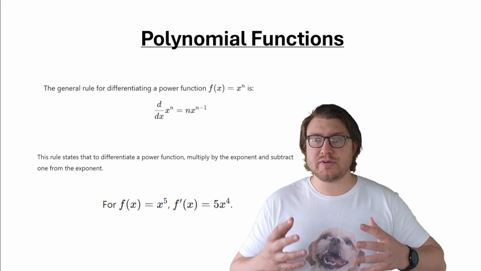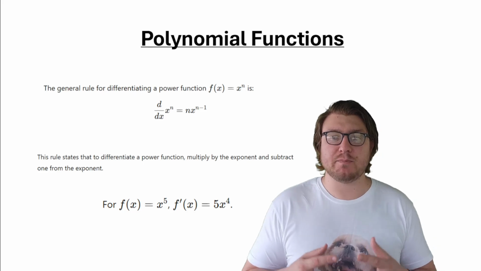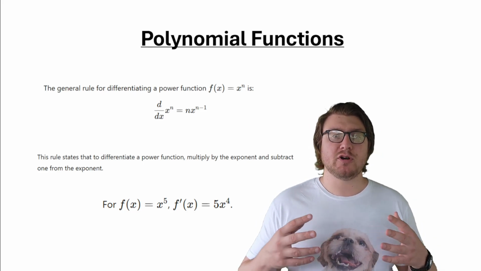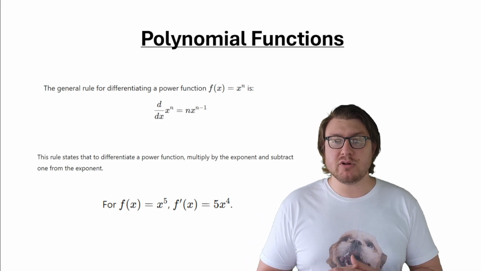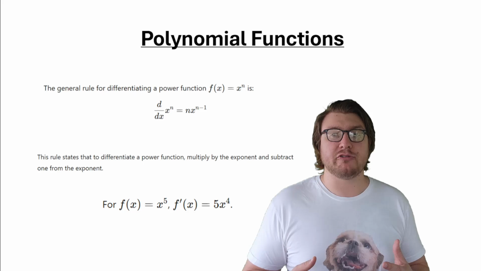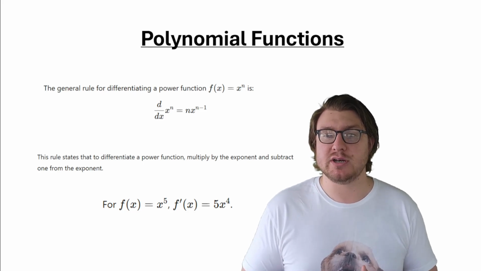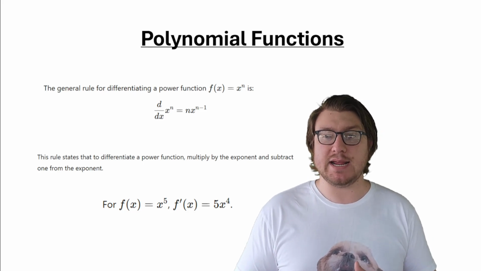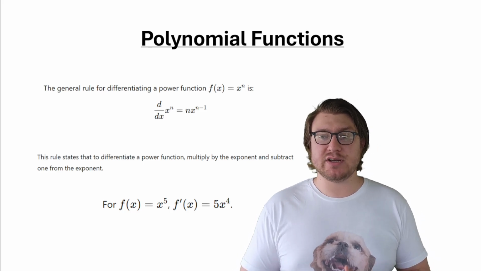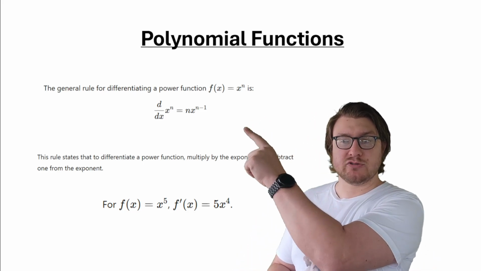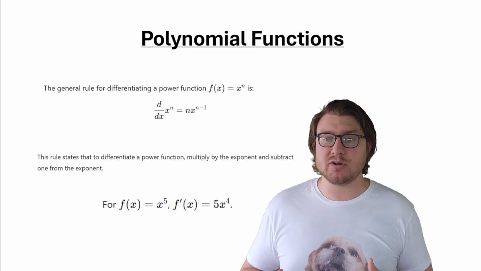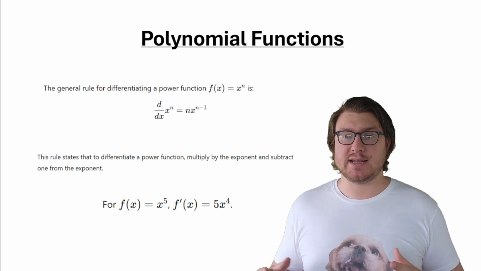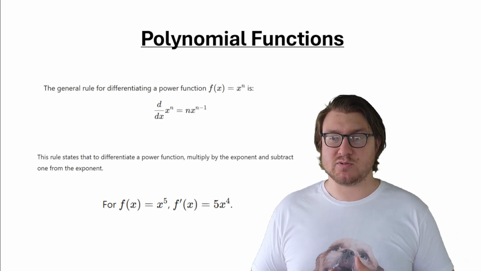First of all, you should be very familiar with the power rule. This is for differentiating polynomials. The general formula or the rule for differentiating a power function where x has a power n, x to the n, is given over here as the derivative of x to the power of n is equal to n times x to the n minus 1.